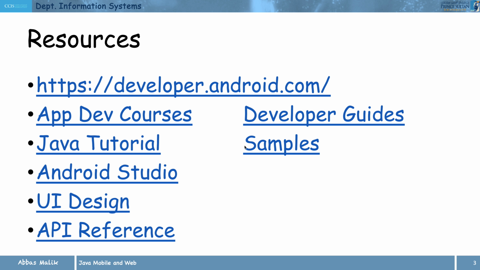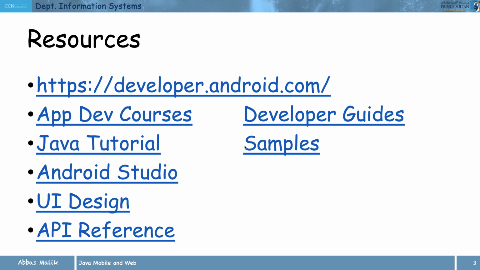These are some resources which are available. The main resource for Android development is the Android developer website. You can't find one book which can teach you everything. We have app development courses, which are also available on the Android developer website. There is a Java tutorial, because our programming language here is Java. Nowadays, Google and Android are pushing towards Kotlin.